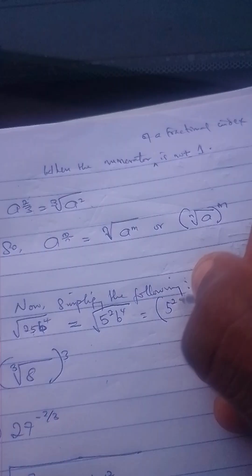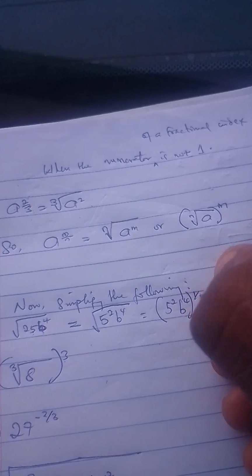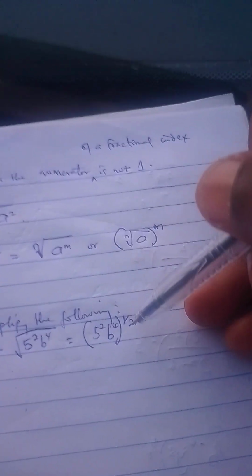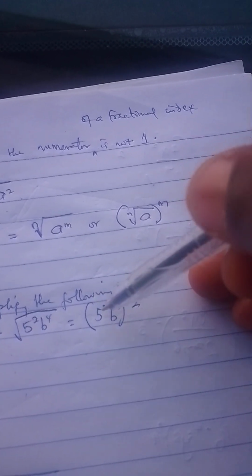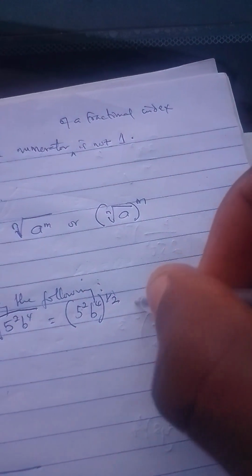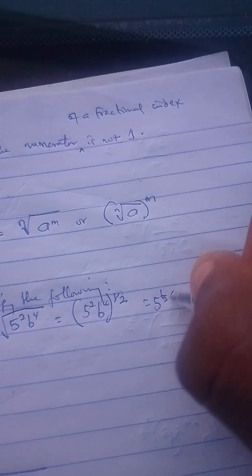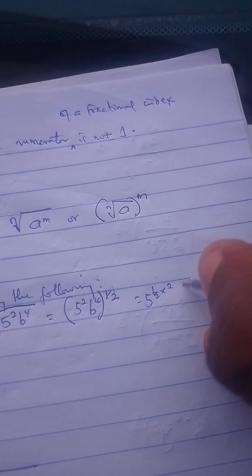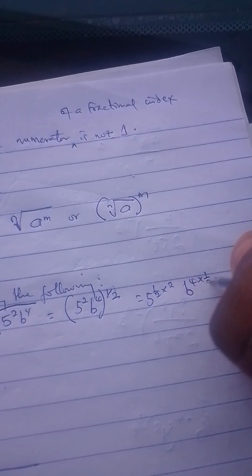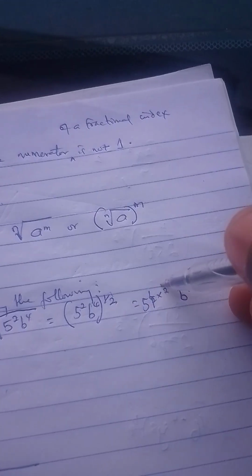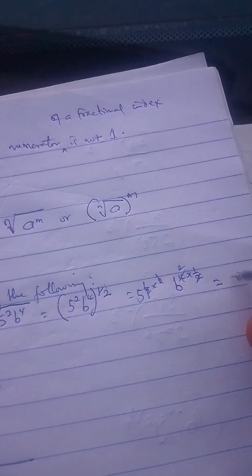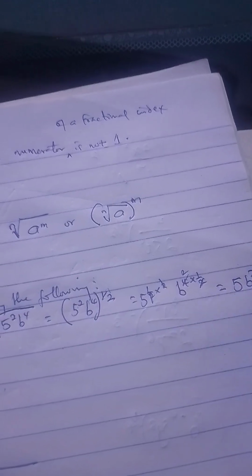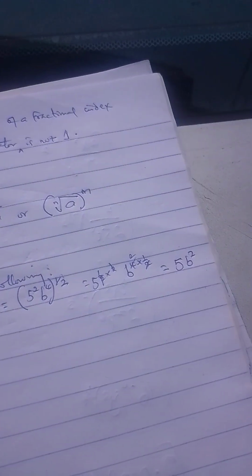1/2 is a rule in indices. When we open the bracket, this multiplies this as well as this. So that means this will cut this. Well, this goes there 2 times, so my final answer is 5b squared. Exactly. So without showing much of the workings, we're going to move on now.